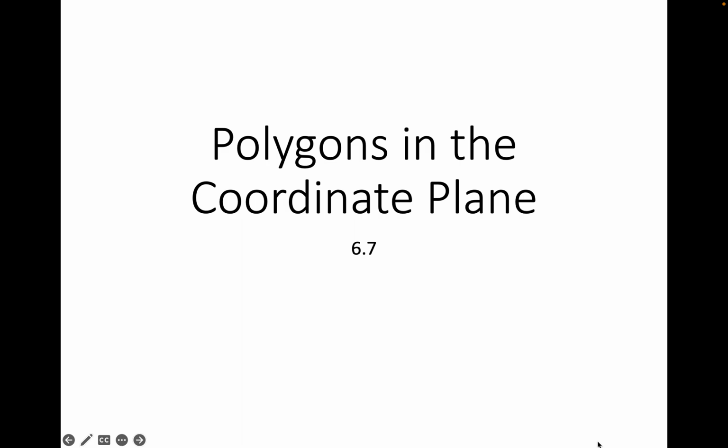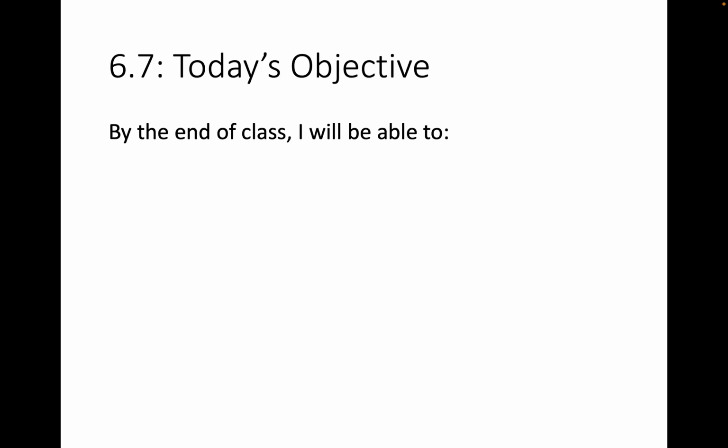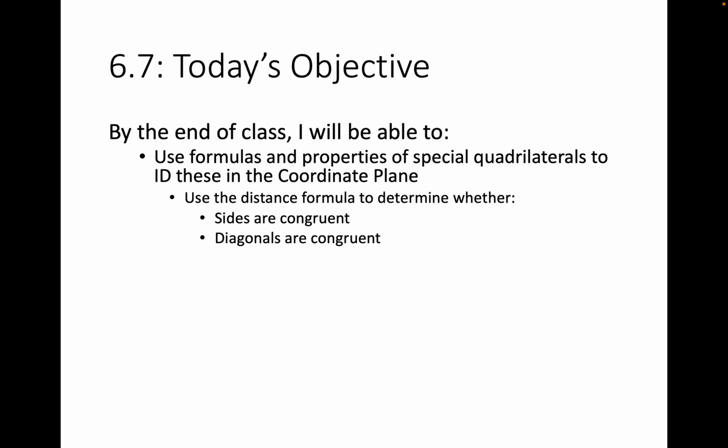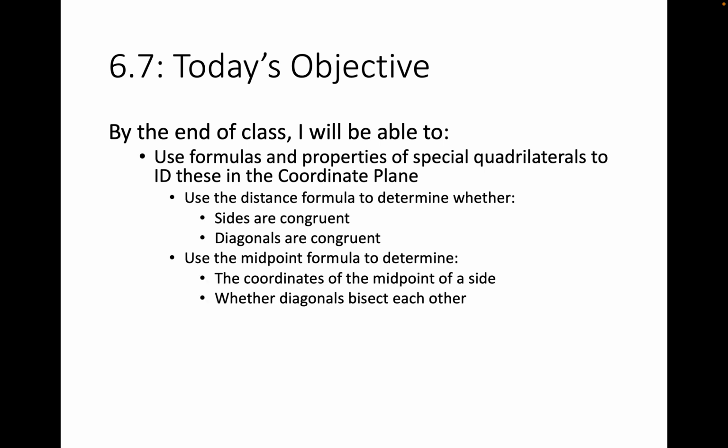We're going to continue on with the end of chapter 6, 6.7 of polygons in the coordinate plane. And so we have 3 objectives today. By the end of the class, you'll be able to use formulas and properties of special quadrilaterals to identify these in the coordinate plane. And specifically, you're going to be able to use the distance formula so you can determine the length of a segment, to determine whether the sides are congruent or the diagonals of a quadrilateral are congruent.